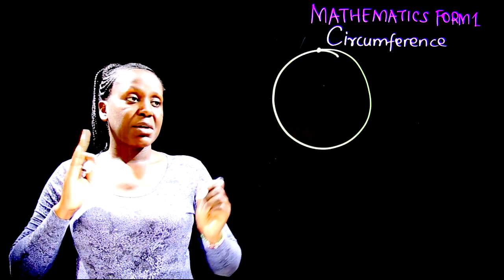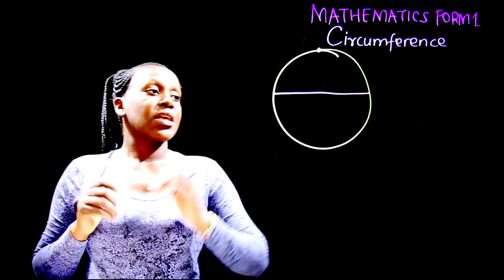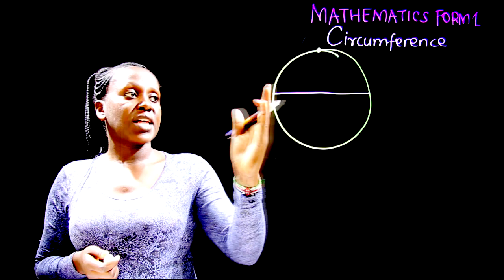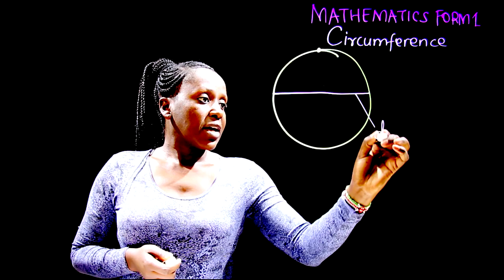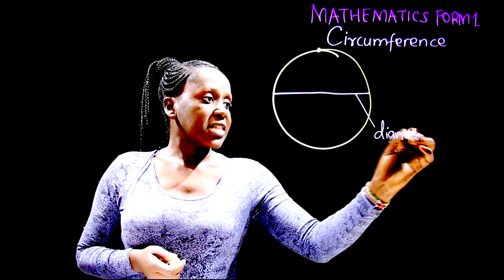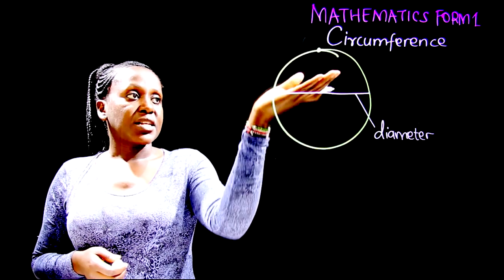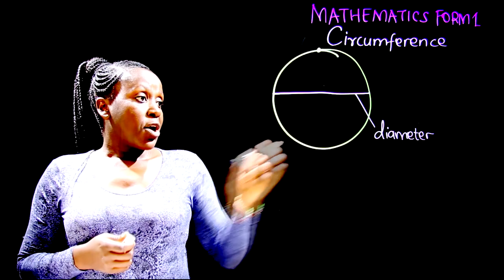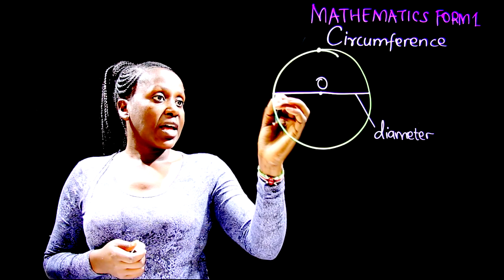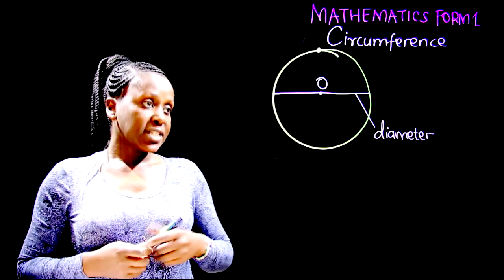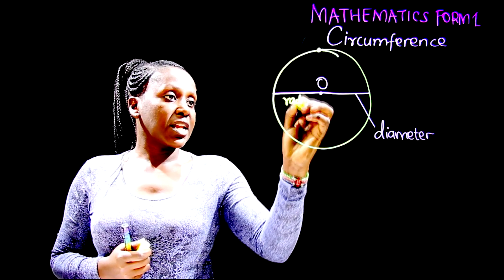Now a circle can be divided into two equal parts using a line that runs from one side to the other. This line is known as a diameter. So a diameter is a line that divides the circle into two equal parts. So this side is equal to this side. The diameter passes through the center of the circle, and half the diameter is known as the radius.